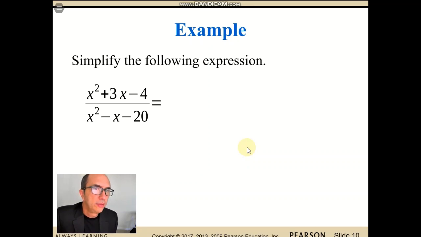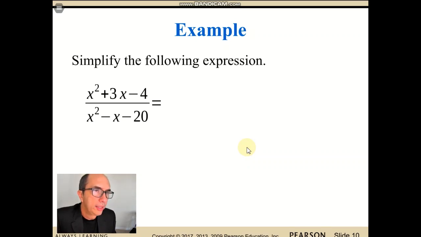Let's work out this one. Simplify the following expression: x squared plus 3x minus 4 over x squared minus x minus 20. Then we have to factor the numerator and factor the denominator.